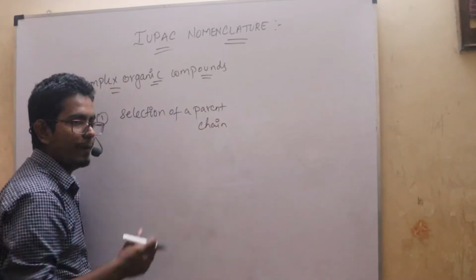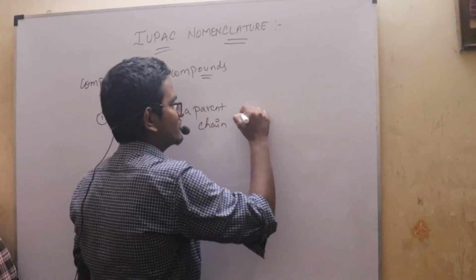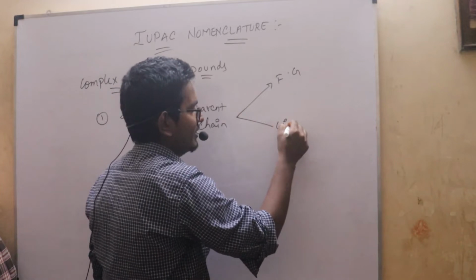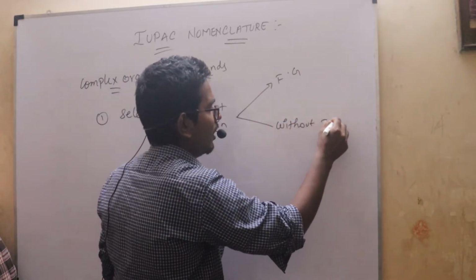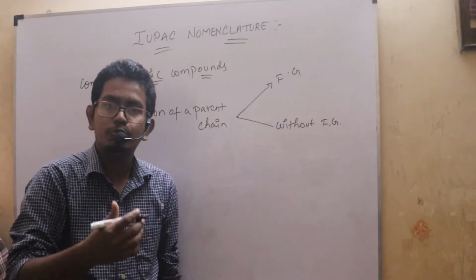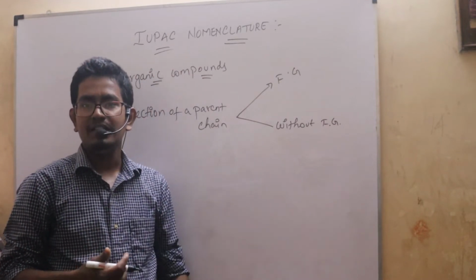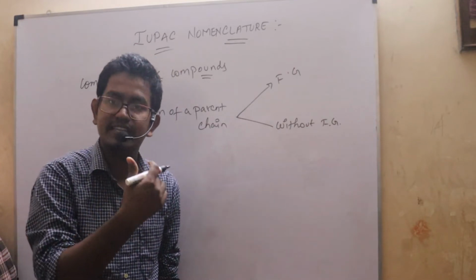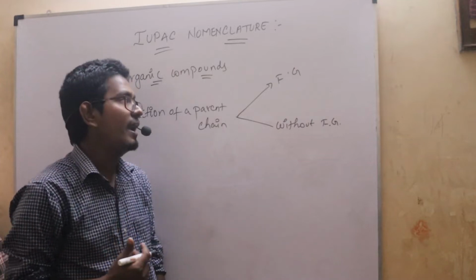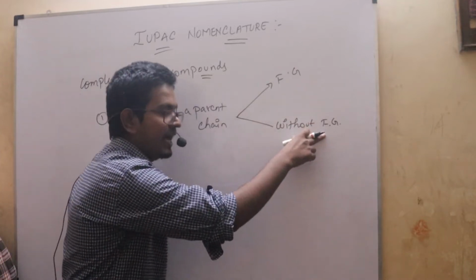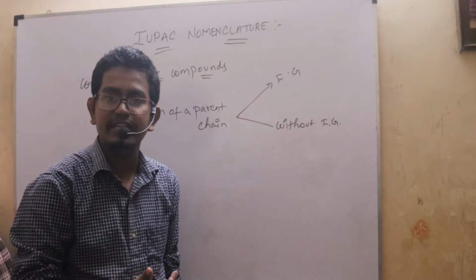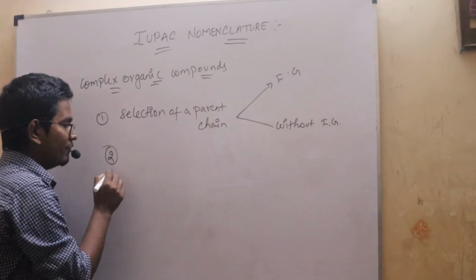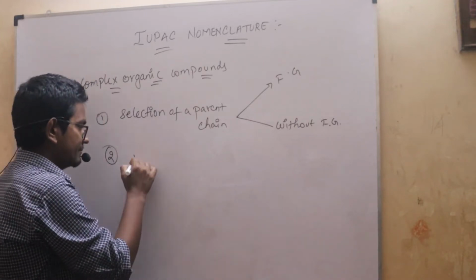We will see the selection of a parent chain when there is a functional group and when there is no functional group. In these 2 cases, we will see how to select the parent chain. When a functional group is present in a complex compound, how should we select the parent chain, and when a functional group is not present, how should we select it. Now, the second step is the numbering of the parent chain.